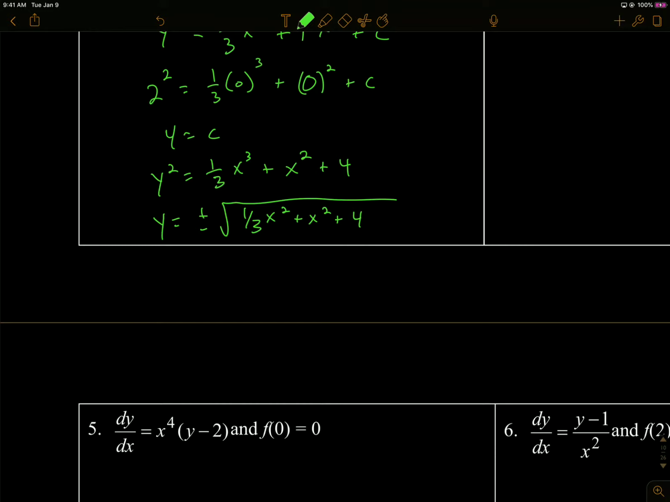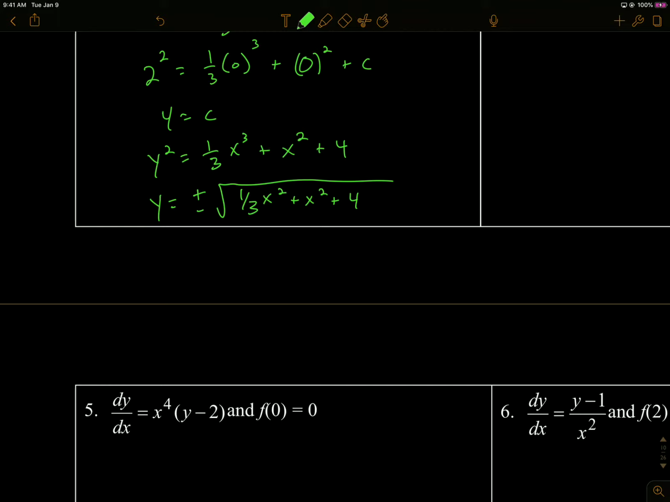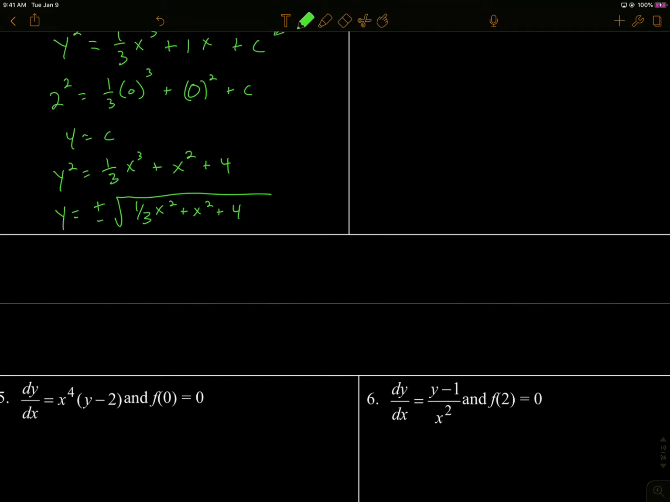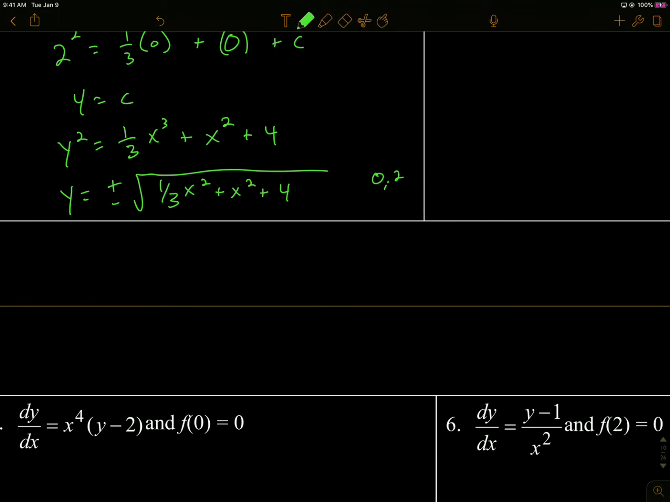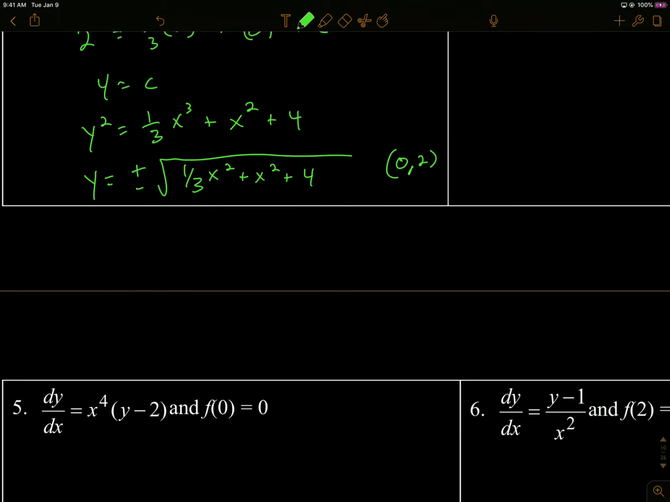And now we want a function, so this is not a function because it's two outputs, a positive and a negative. You've got to choose which one is the correct one. And so we're going to talk about how to do that. Again, your initial conditions can help you do that. So remember, our initial conditions, it passes through the point 0, 2.